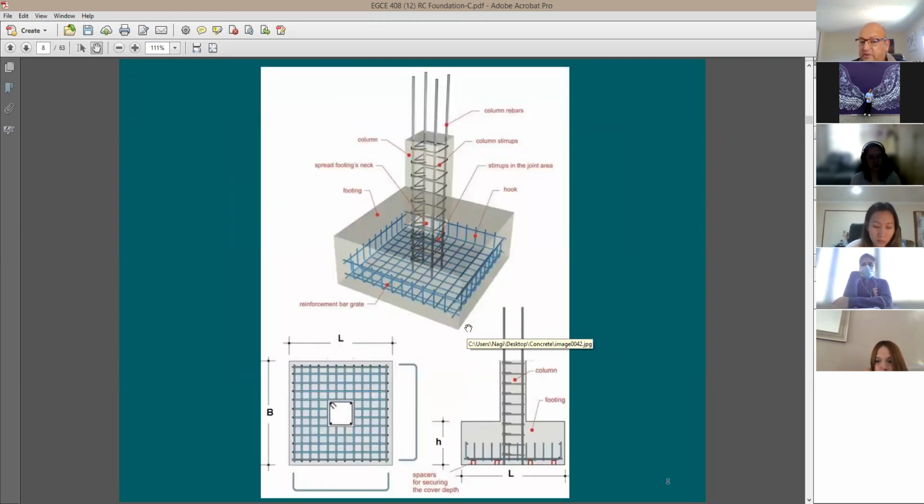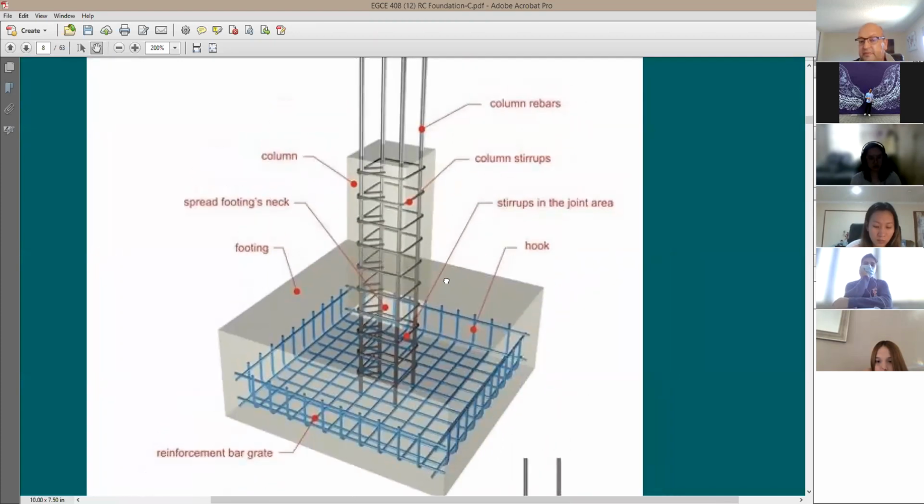Here's a section through the footing. As you see it here, let's zoom in and see what happens. Here's the column, a few rebars going all the way down with some ties. And as you see here, this is going to be the top of the footing. The reinforcing bars of the column are going through the footing, not just the reinforcing bars, but also the ties or the stirrups.